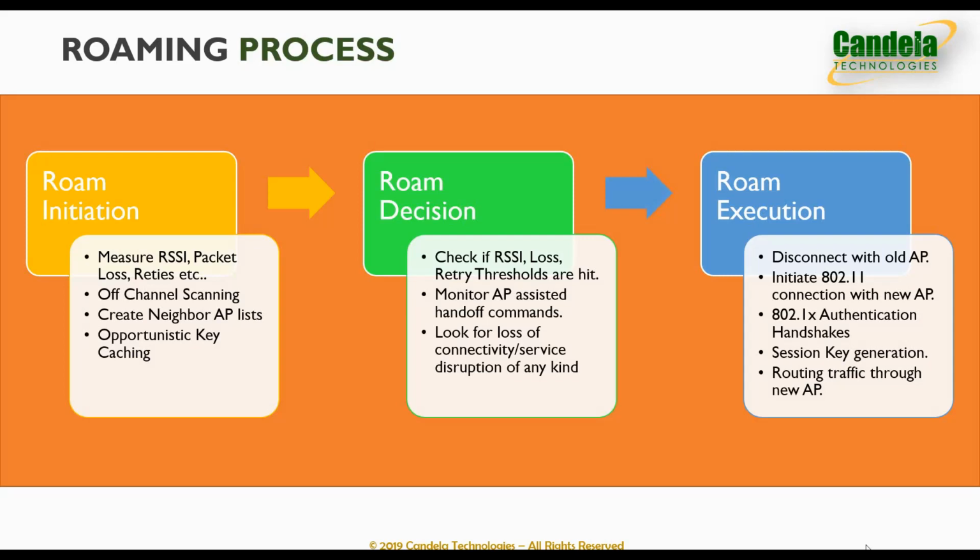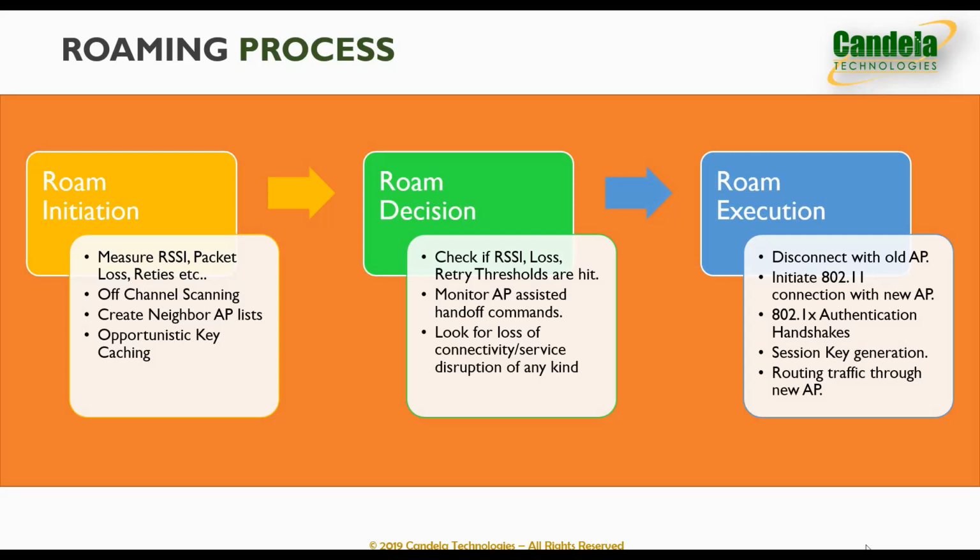Once the roam decision has been made, the third step is executing the roam, which involves disconnecting from the current AP, initiating a connection with the new AP, completing the required security handshakes and generating the required session keys, and then the network needs to route the traffic to the station through the new AP. All three steps need to work as efficiently as possible for the user to have the least disruption of service when it comes to roaming.